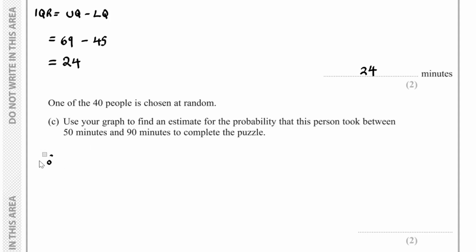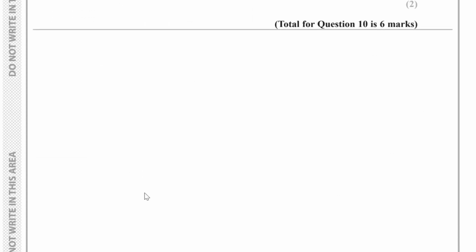So 37 take away 16, that's equal to 21. So here we have 21 people who took in between 50 minutes and 90 minutes. So if there's over here 40 people in total, of those 40, 21 took in between 50 and 90 minutes. So our probability is 21 over 40. Okay.